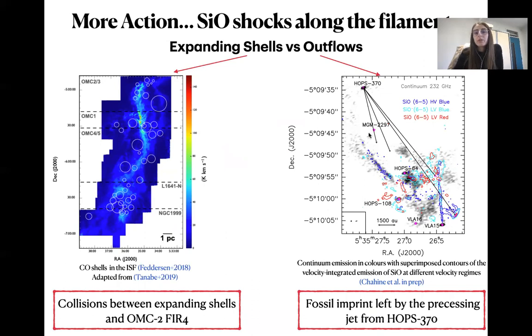The other hypothesis would be the outflow. We think that the SiO signature on the filament could be a fossil imprint left by the precessing jet from HOPS 370. The jet that precessed from east to west has created these shocks, and we see this fossil imprint in here.